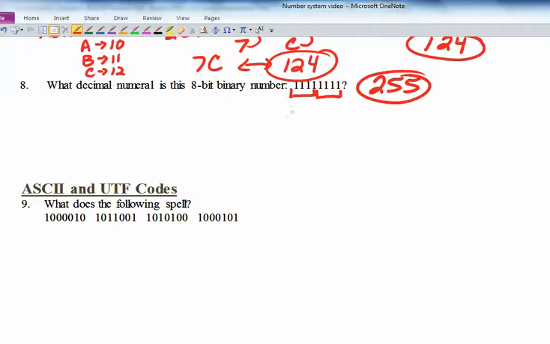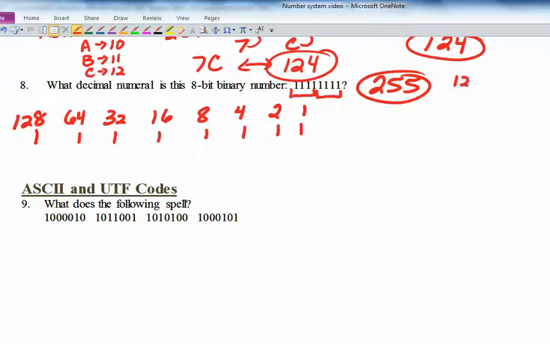But if you didn't, let's go through the long way again. This is really the same question as question 4, just in reverse. But let's make sure you understand either of these methods would work. So we've got all 1s. So we'd have to start adding it up. We have a 128 and a 64 and a 32, a 16, 8, 4, 2, and 1. So you could add up your entire list. So there's an alternate method if you didn't recognize that question 8 was the same as question 4.